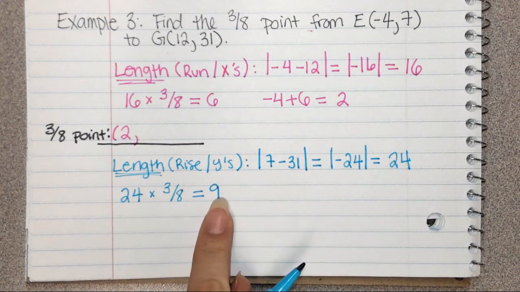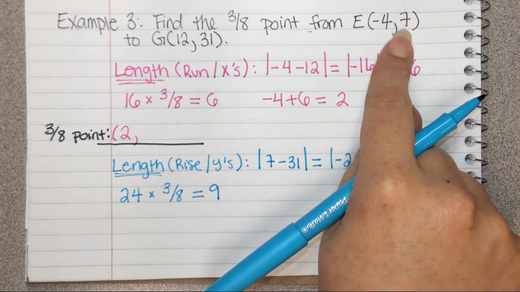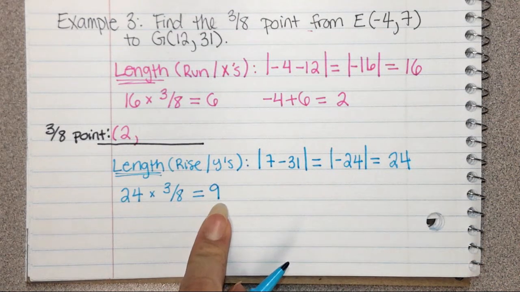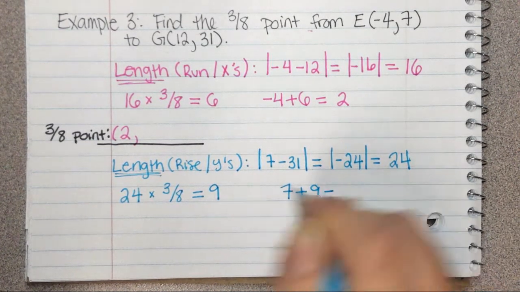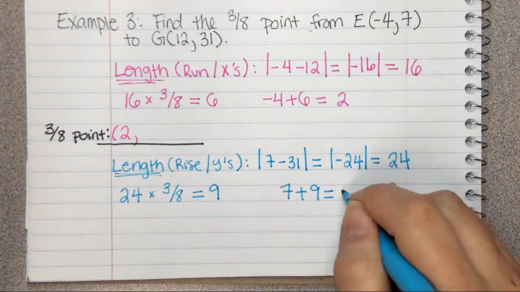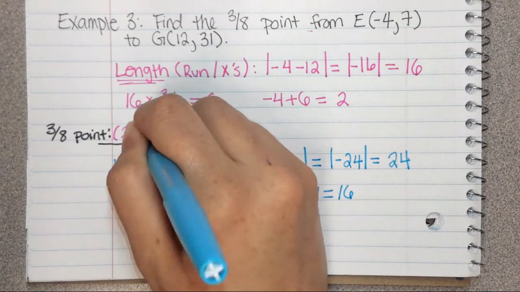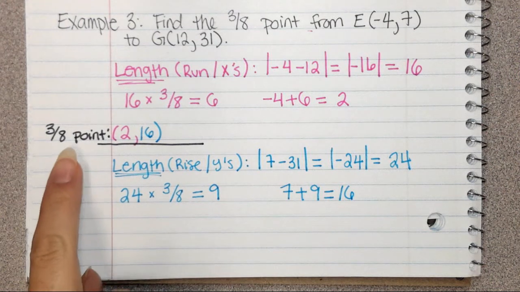My last step is to take my starting y-coordinate, which was 7, and add the value that I got here, which was 9. So 7 plus 9 gives us 16. So that's my y-coordinate for my 3/8 point.